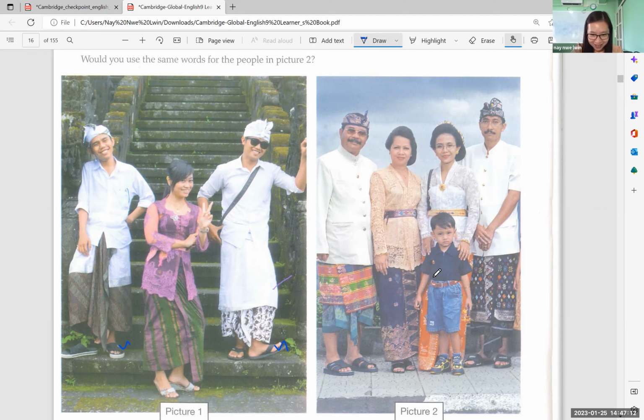Thank you. So this is saput, right? Yes, saput. These ones, right? Like this one. The saput is worn from the waist to the knee over the kamben. So kamben is this one, right? This one is kamben, and these ones are saput.